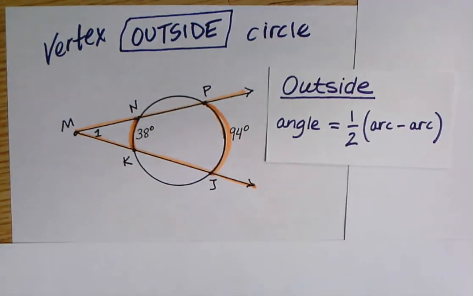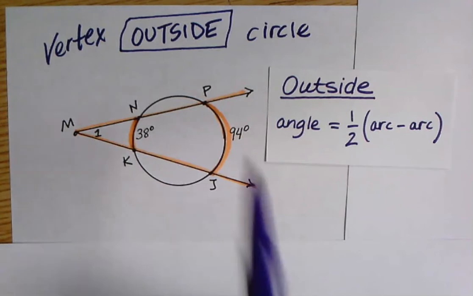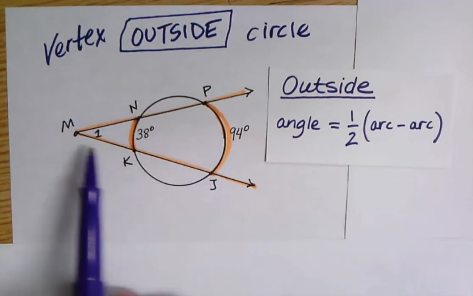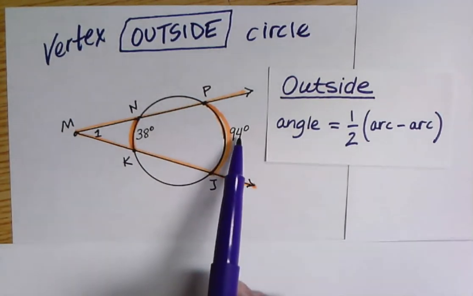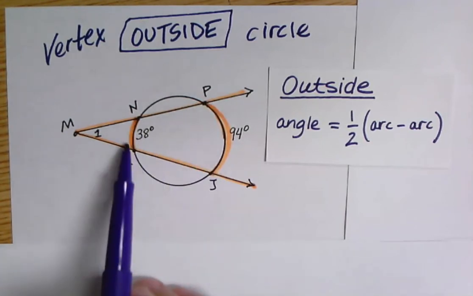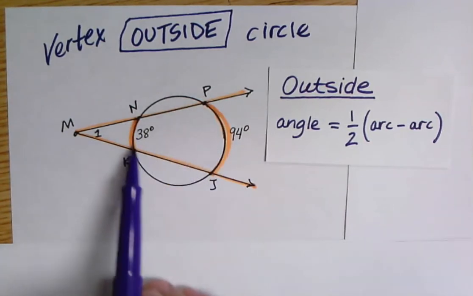Well, we want positive angle measures. So to get a positive number, you need to subtract a bigger minus a smaller. So we always start with the bigger one, the one that's farther away from the vertex. I'm sorry, I think I said bigger angle. I meant the farther arc minus the closer arc, the bigger arc minus the smaller arc.